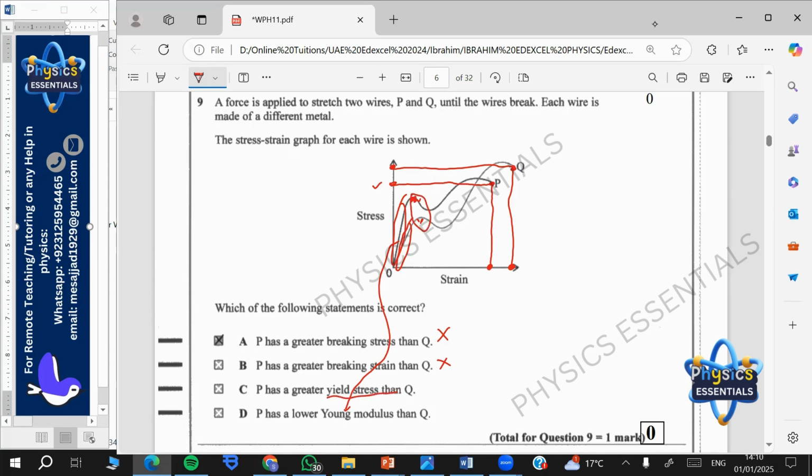I mean, it is a point where the body starts losing its elastic deformation. It enters into the plastic deformation region. So you can see that this is the yield stress of P, and this is the yield stress of Q. So again, the yield stress for P is greater than the yield stress for Q. So this was the right option.